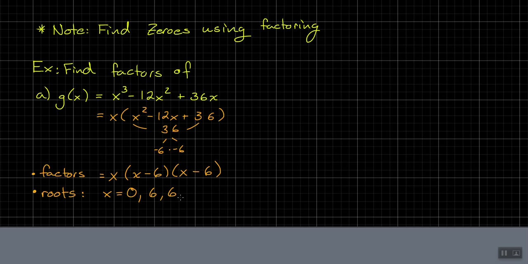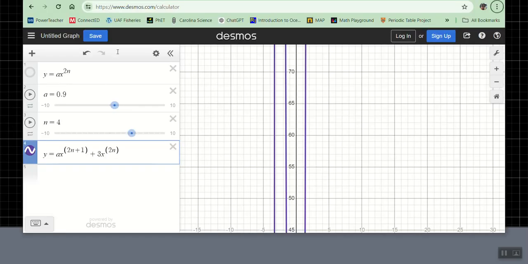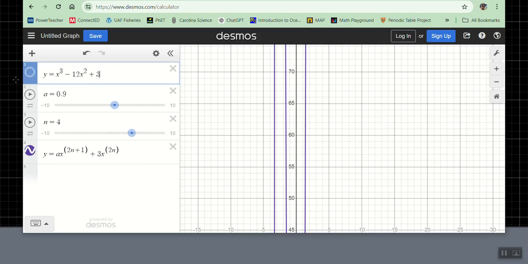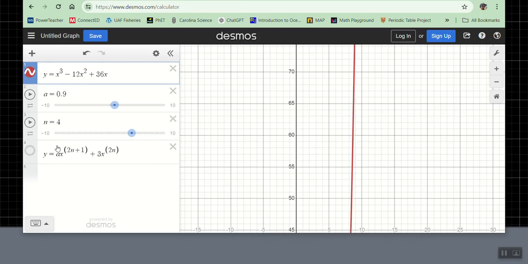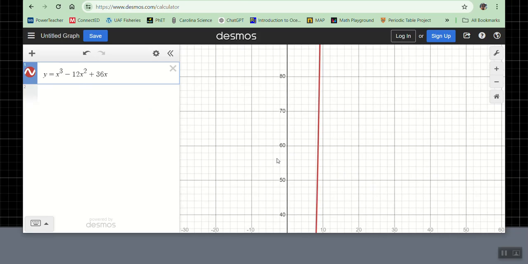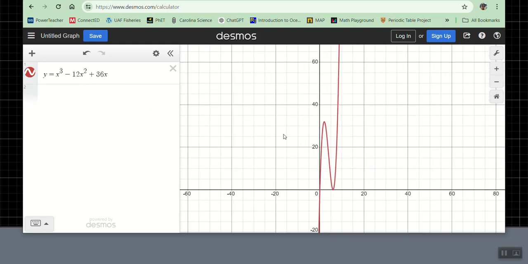Twice. I'm going to hop over to Desmos real quick. x cubed minus 12x squared plus 36x. Okay. Now, I'm going to turn this one on, and we'll find a window that fits nicely, preferably so we can see everything. Here's our graph.